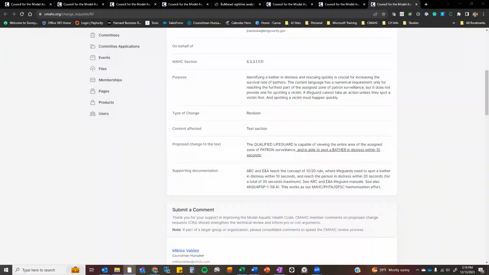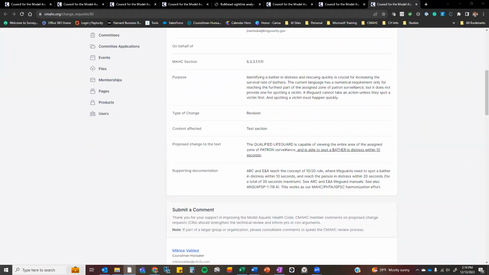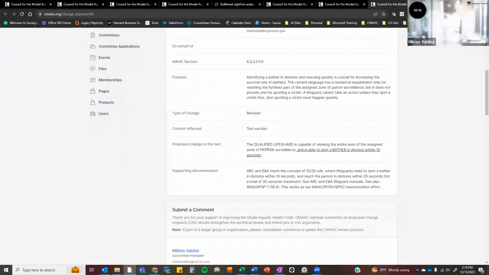So the TSC, and this was actually, I believe, submitted by Chris Whipple, who is with the ARC, is speaking to the fact that the 10-20, as stated in the CR, does not match the ARC lifeguard program. I can confirm that too. Yeah, that's a big red flag for me. They cited that and it's not true.